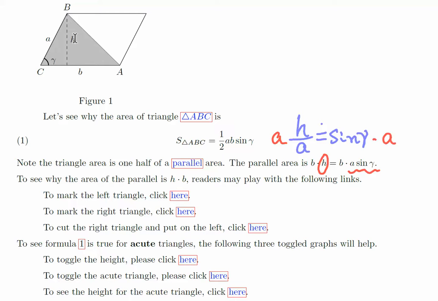Now we have the area of the parallelogram is B times H. Now what is H? H is A, this side, times sine gamma. Why? Because the opposite side of gamma is H. H over hypotenuse BC, or you say A, H over A is sine gamma. That's what I wrote here. Both sides times A, so you have H standing alone on the left equals A times sine gamma.